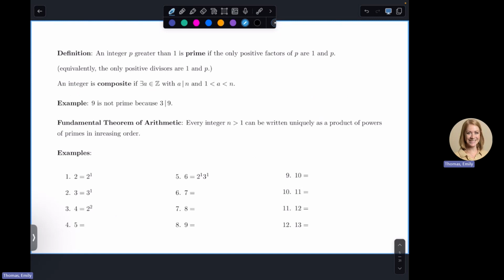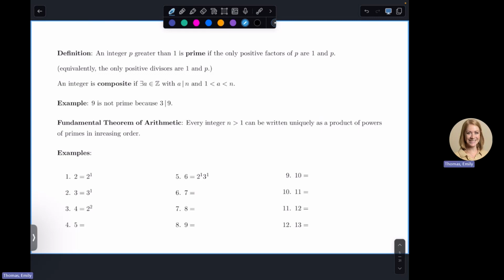Okay. So next up, we get to talk about prime numbers again. An integer p greater than 1 is prime if the only positive factors of p are 1 and p. That's a whole lot better said than the last time we did that definition. But because we have divides now, we can do this with divides, which is kind of fun. An integer n is composite if there exists an integer a that divides n, and a is between 1 and n. That means it has a factor that's not 1 or itself. Cool, yeah?